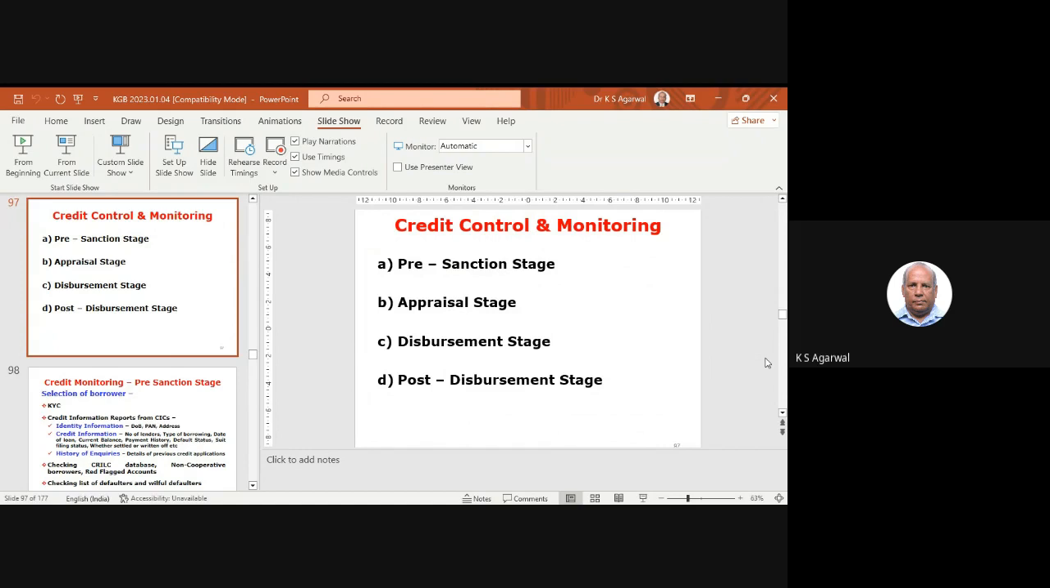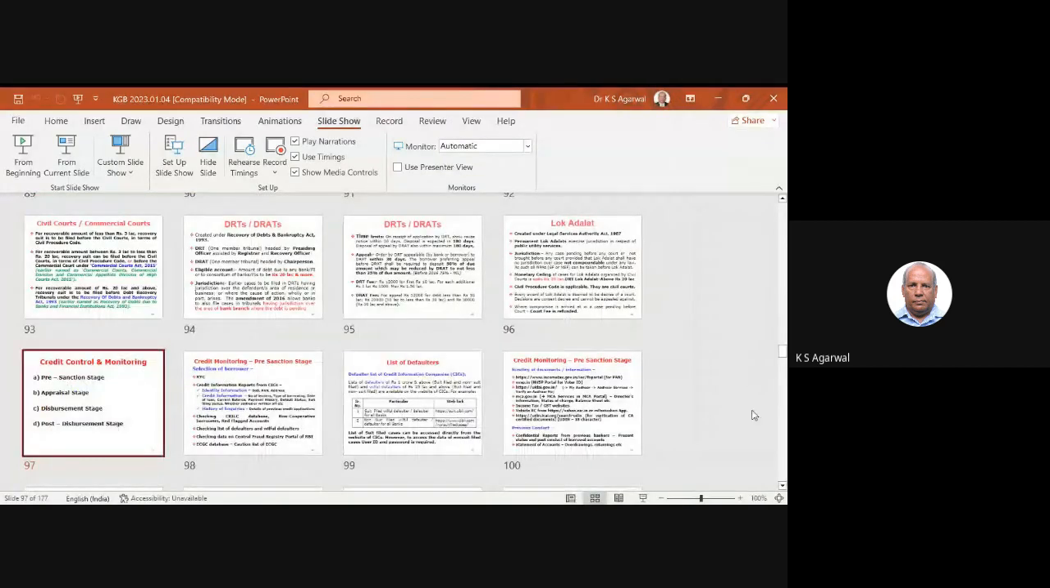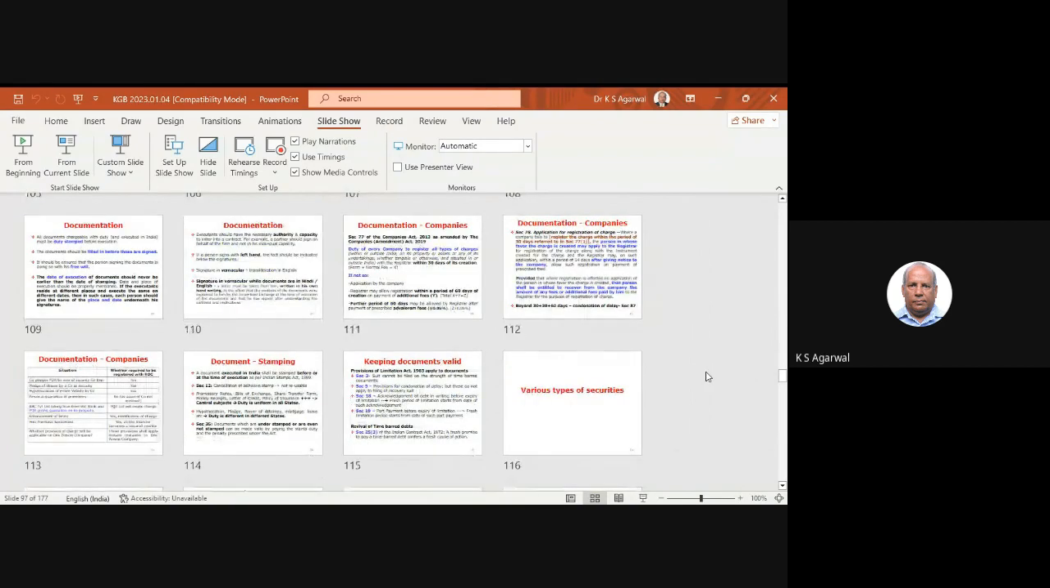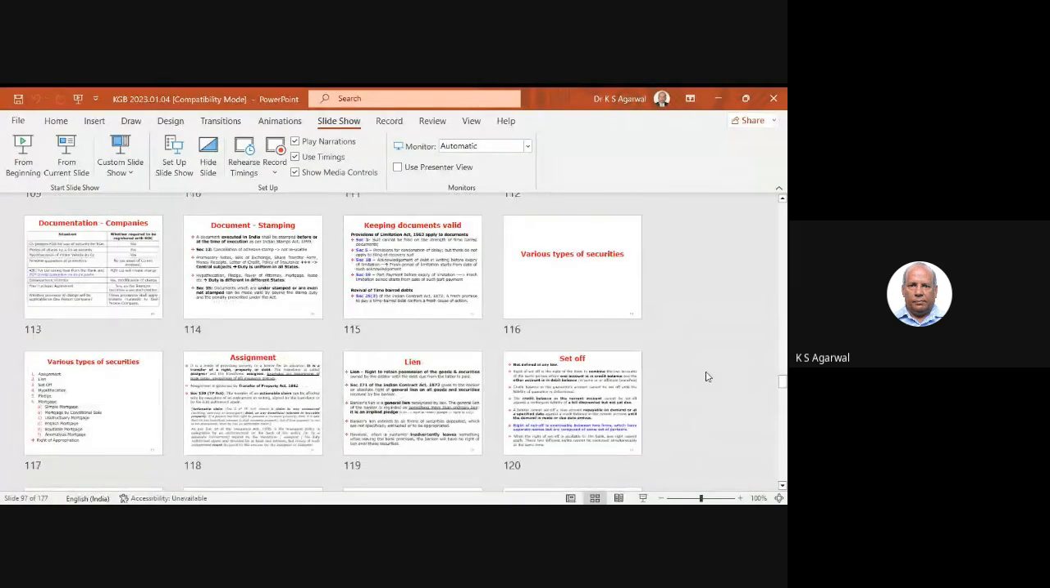Now we come to credit control and monitoring. Friends, because I am having a paucity of time, these you will get in detail in the PPT. Let me cover some important things here. I am sure documentation you might have seen in some other session. Various types of security, the class has been taken yesterday.